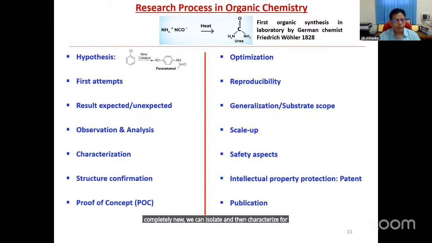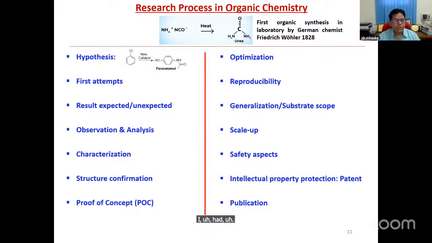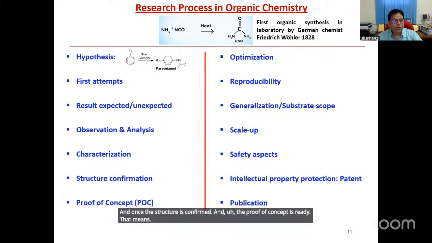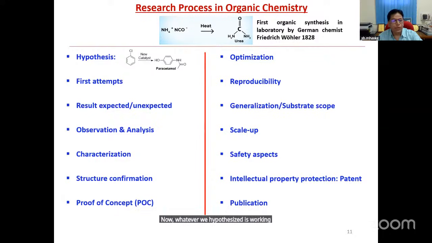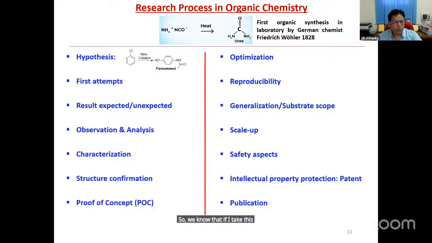For an organic compound, we know there are proton NMR, 13C, IR, and GC, HPLC. There are so many methods to characterize such compounds. Once the structure is confirmed and the proof of concept is ready, that means whatever we hypothesized is working well, or we are getting something different. So we know that if I take this reaction condition, I will get this particular product. Then the student will start optimization of the conditions. So he will improve the yield and change the solvents, reaction time, temperature, and there are so many different parameters.